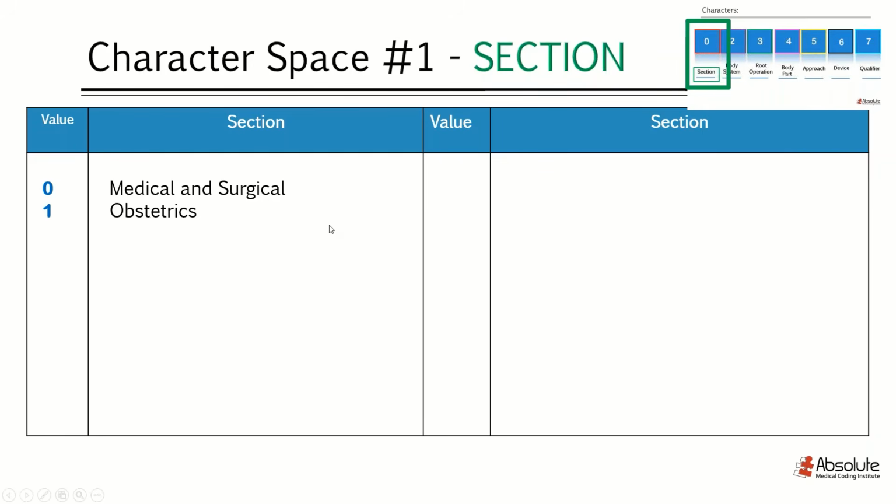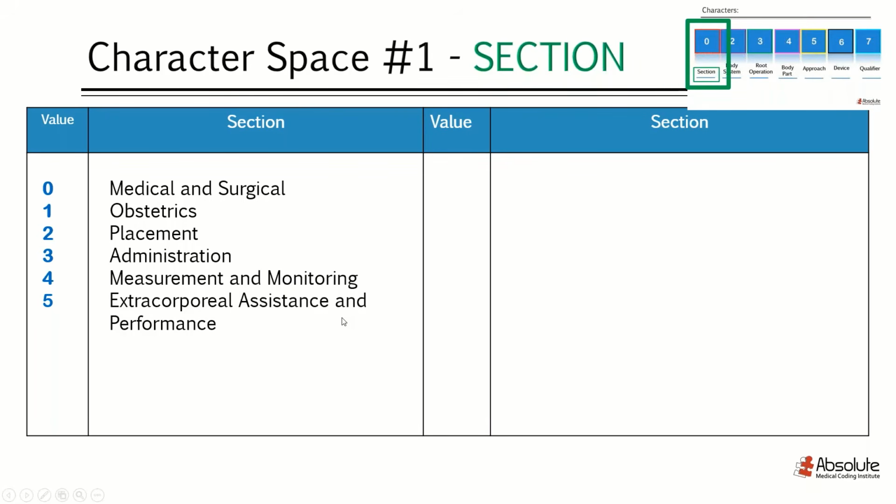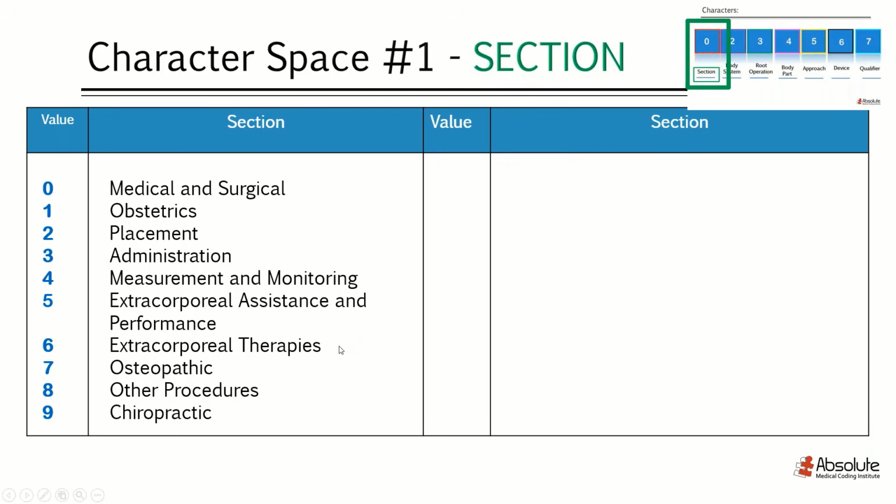If it's a 1, you're coding obstetrics. 2, placement. 3, administration. 4, measurement and monitoring. 5, extracorporeal assistance and performance. 6, extracorporeal therapies. 7, osteopathic. 8, other procedures. 9, chiropractic.